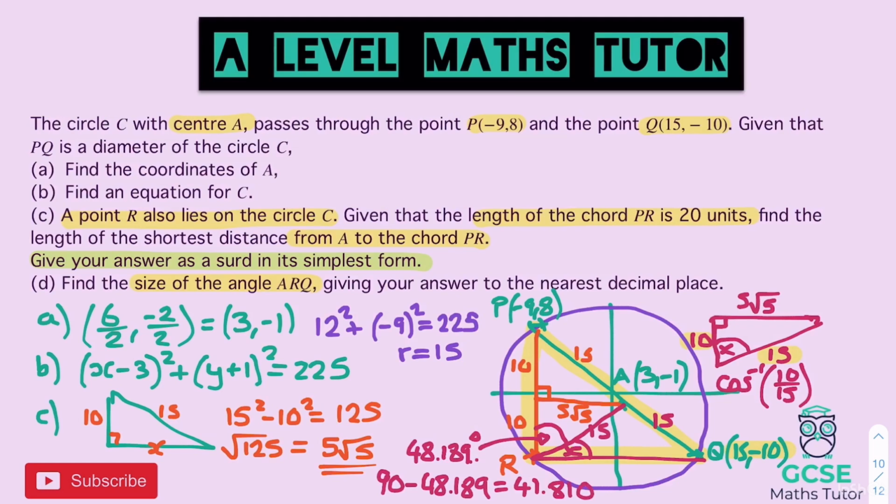So to finish that off as our final answer, we'll round it to one decimal place. For part D there, our final answer is 41.8 degrees. And that's our question finished, and there's a lot of maths going on in that question. Obviously a bit of an extension, as I mentioned at the start, but a lot of different bits of maths.